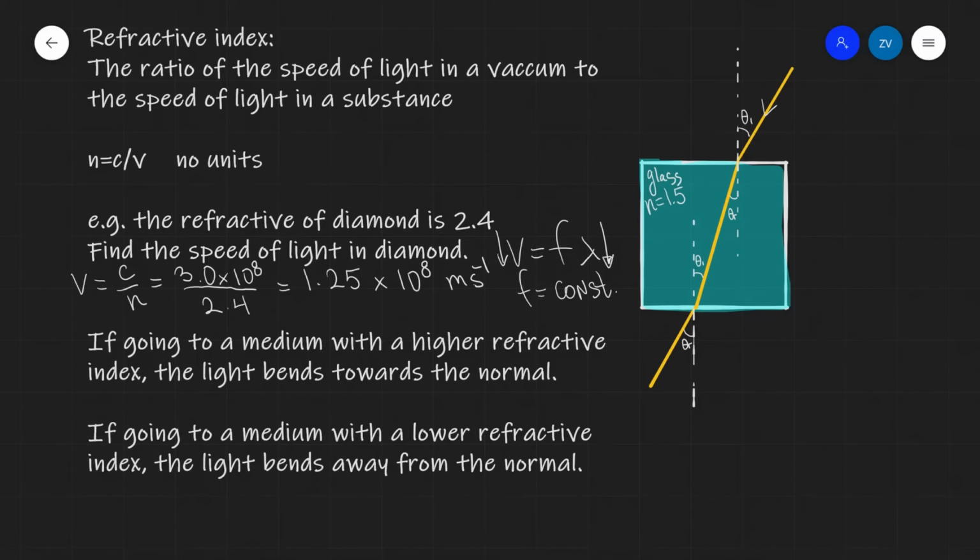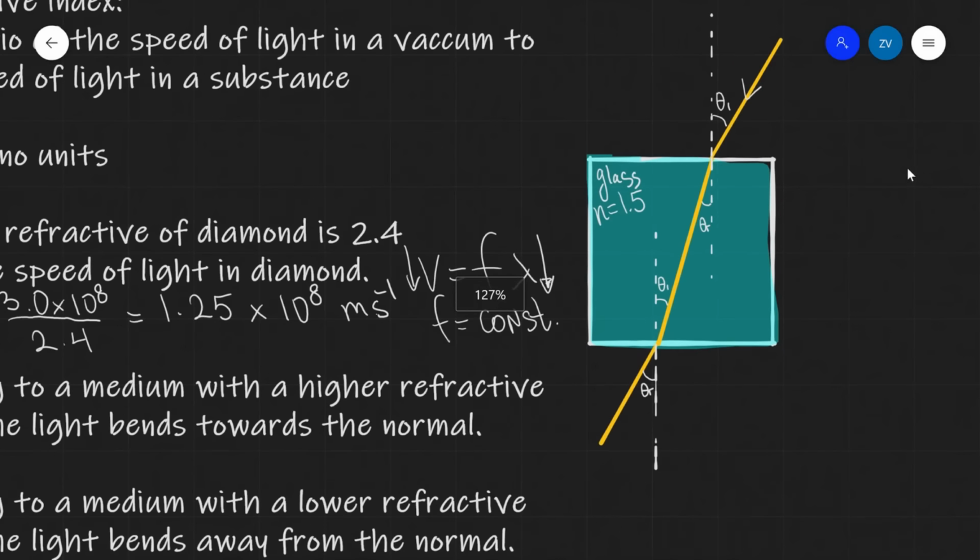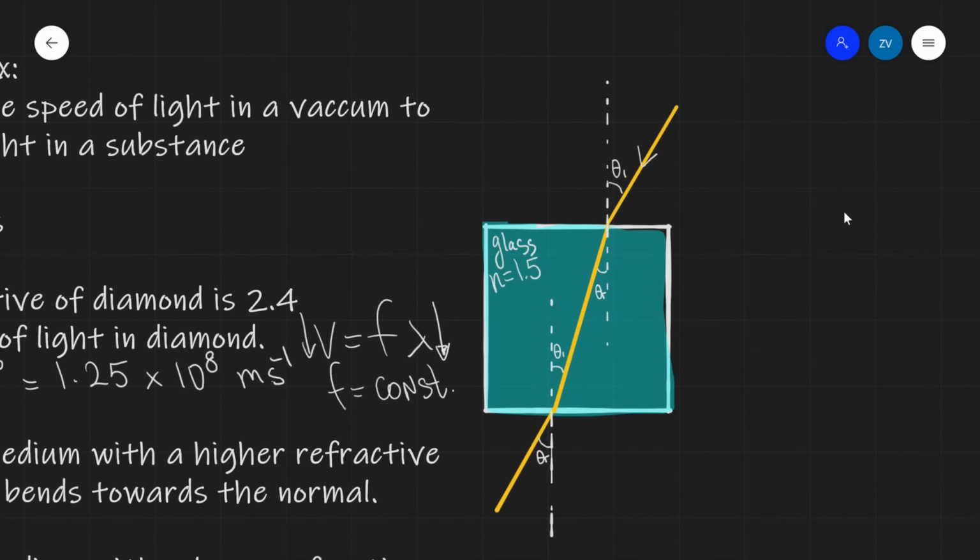Let's have a deeper look into refraction. If a wave is going to a medium with a higher refractive index, for instance, if we are going from air, and typically we just assume that the refractive index of air is 1. As a matter of fact, it's just a tiny bit higher than 1. I believe it's 1.0006 or so, but in the exam, we just assume that the refractive index of air is just 1, to glass. That is a material with a higher refractive index.